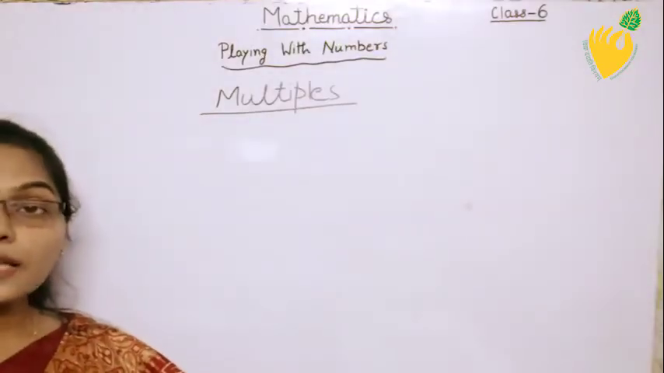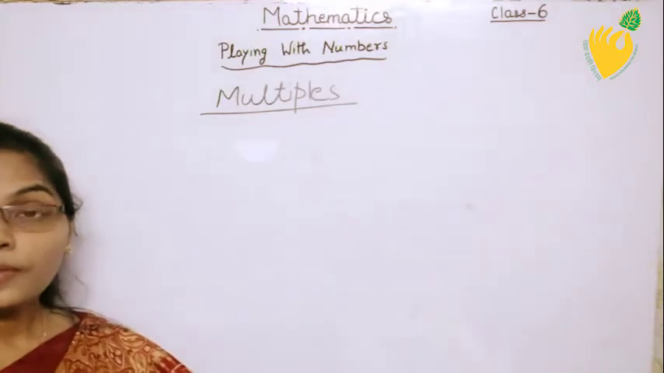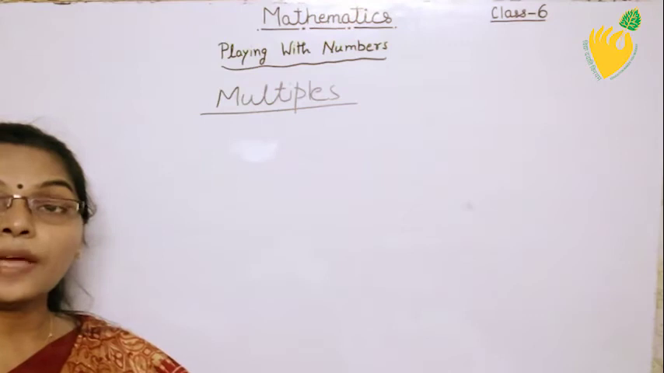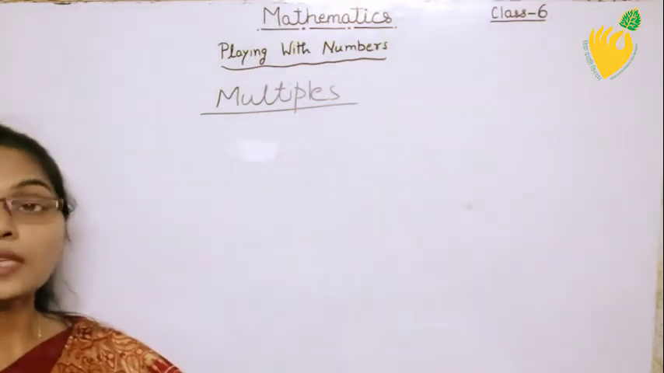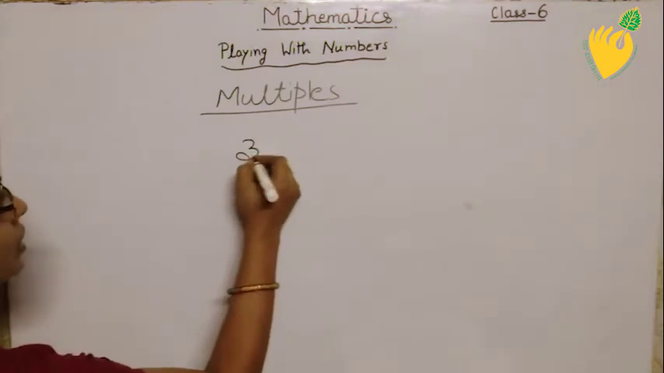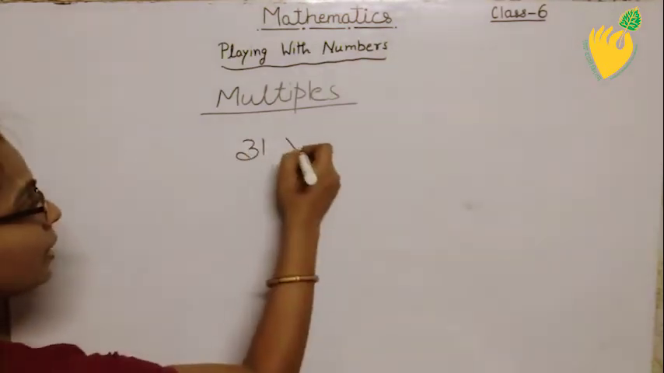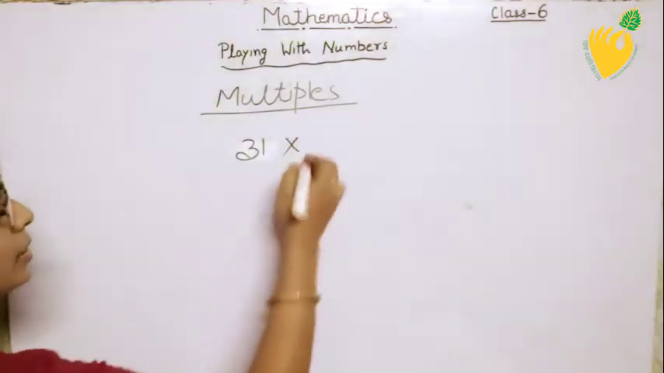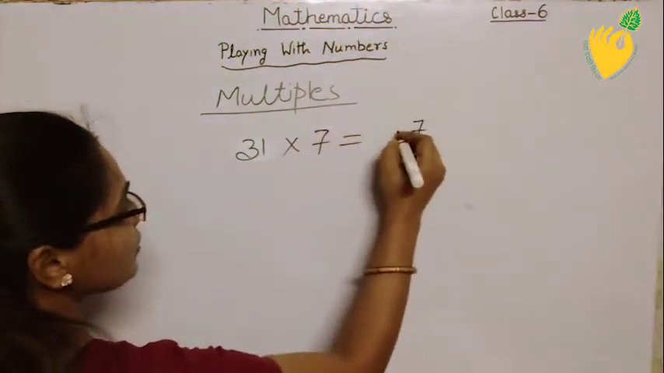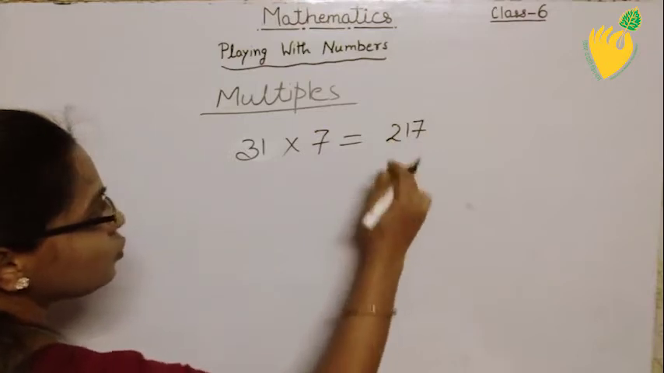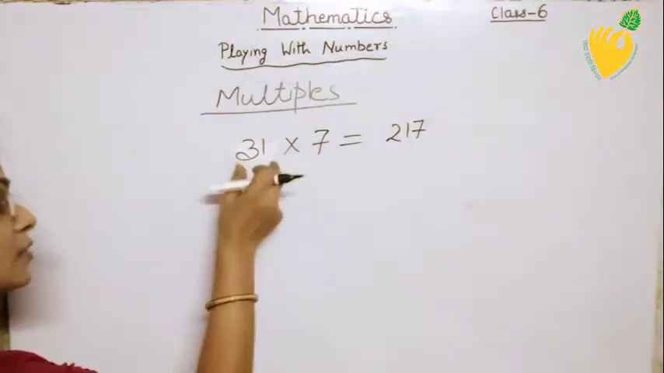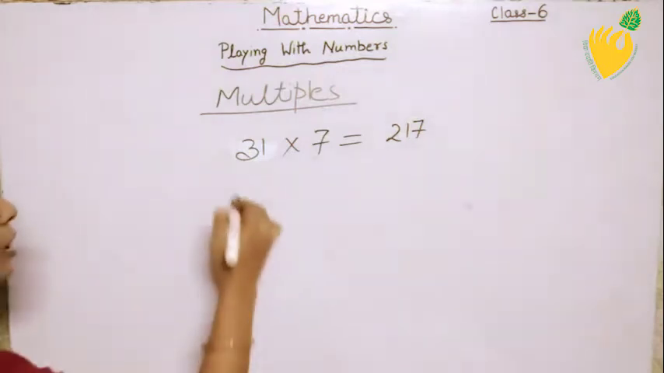Let's discuss the next topic, that is multiples. We can obtain the multiple of a number by multiplying it by any natural number. See how. If you find, students, suppose the multiple of 31, you will multiply it by any natural number, suppose by 7. So you will get 7 1s are 7 and 7 3s are 21. So 217 is the multiple of 7 as well as of 31 also.